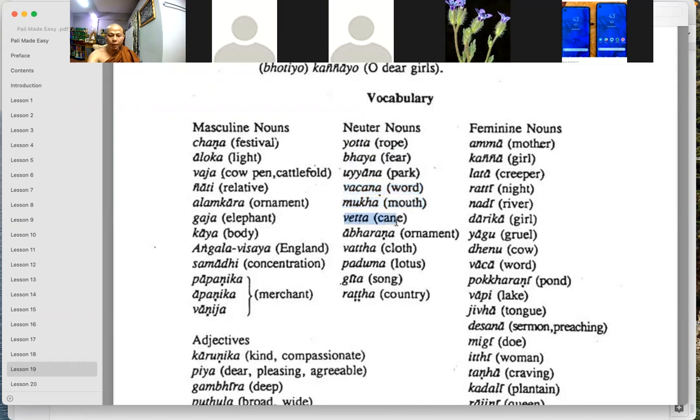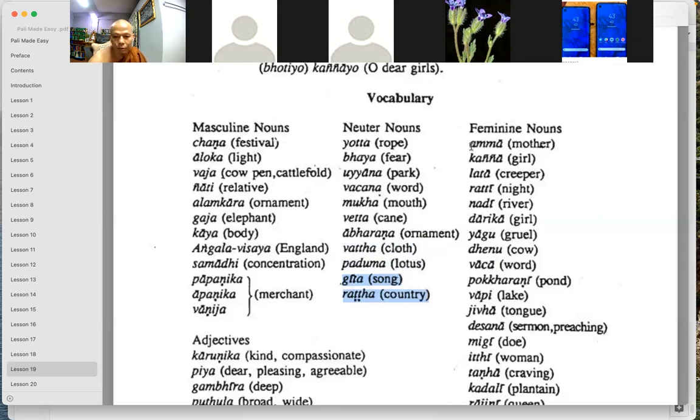And then with the cane, and the abharana, ornament. You see, alankara is also ornament, but masculine, but abharana is ornament, neuter gender. And vattha, clothes, paduma, lotus, and gita, song, and the ratha, country. Okay, these are neuter nouns.